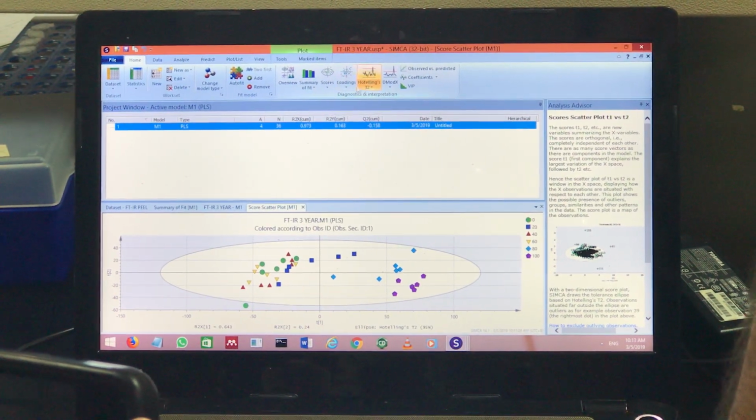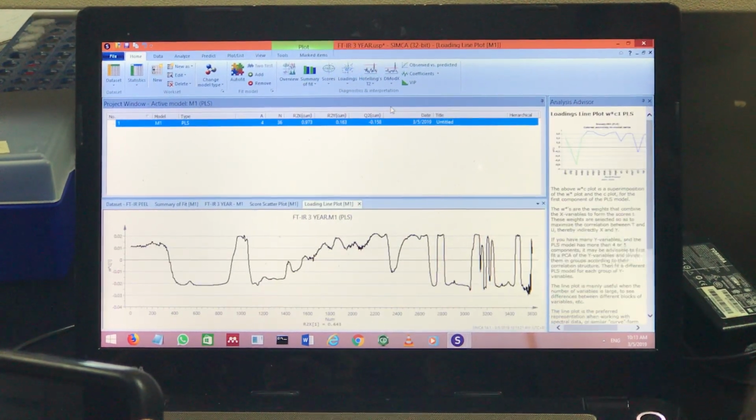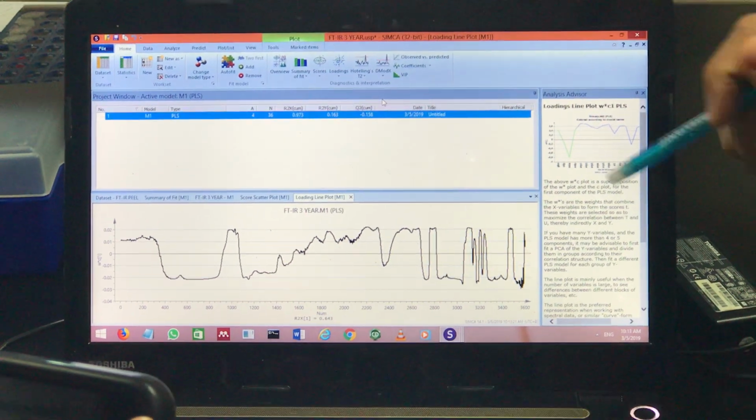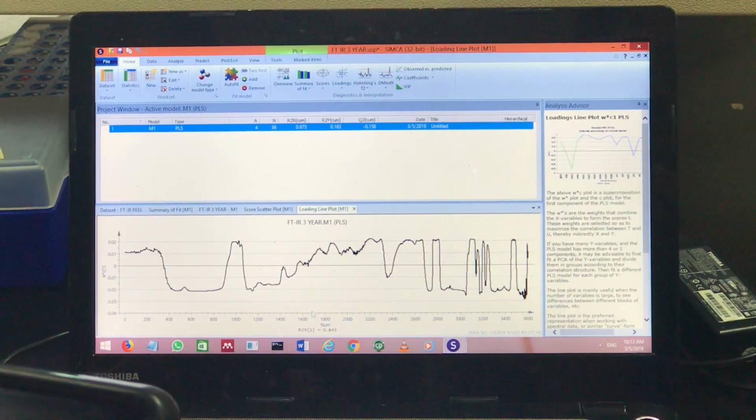Okay, we can go to the loading plot line. This is the, I can see, I will change.